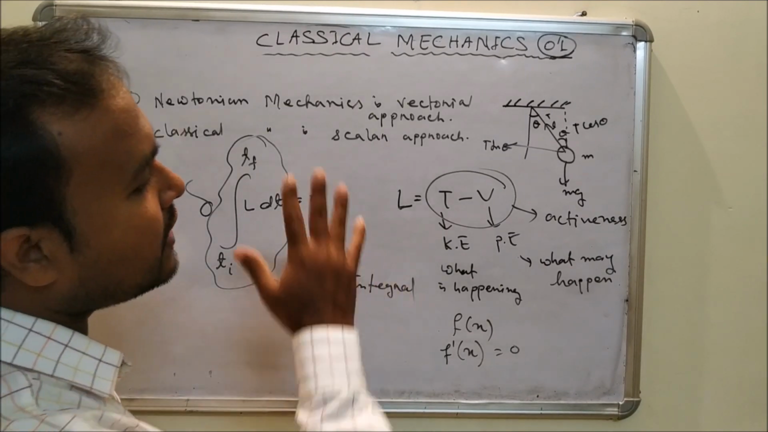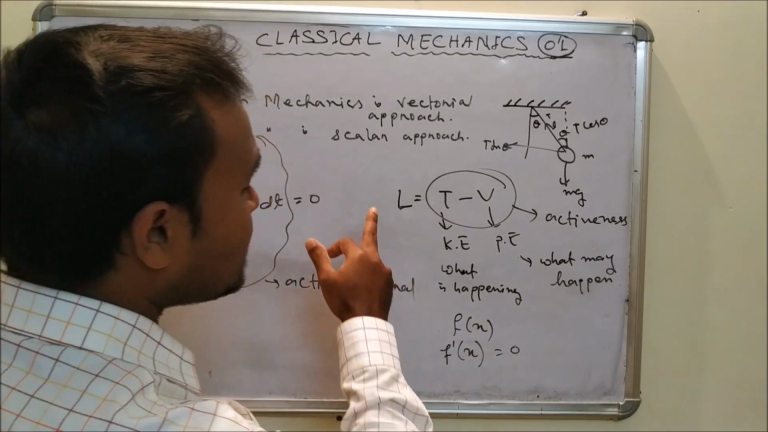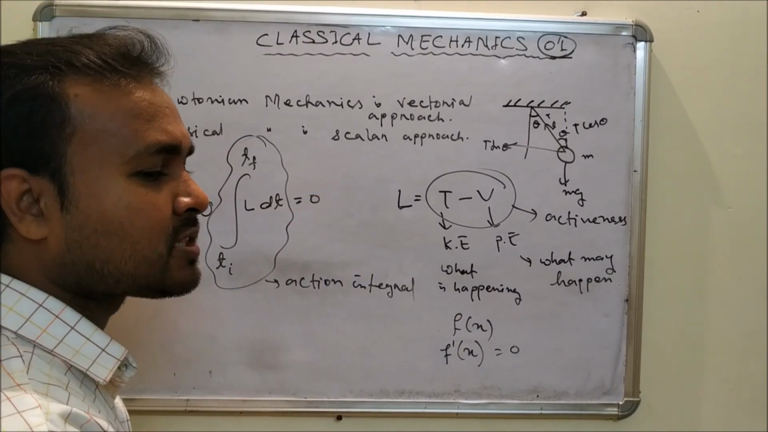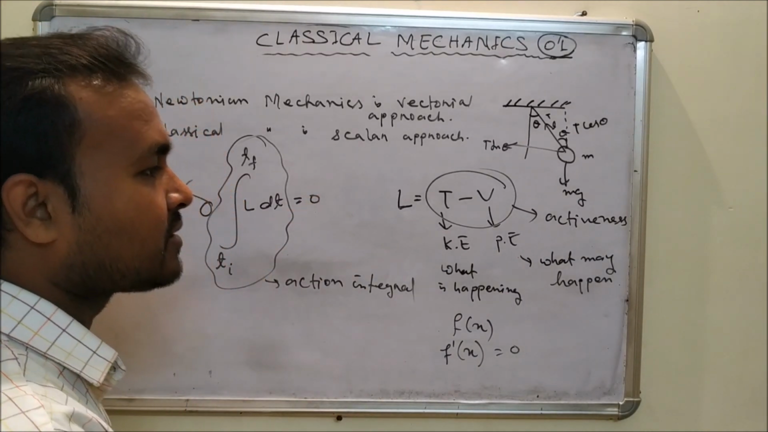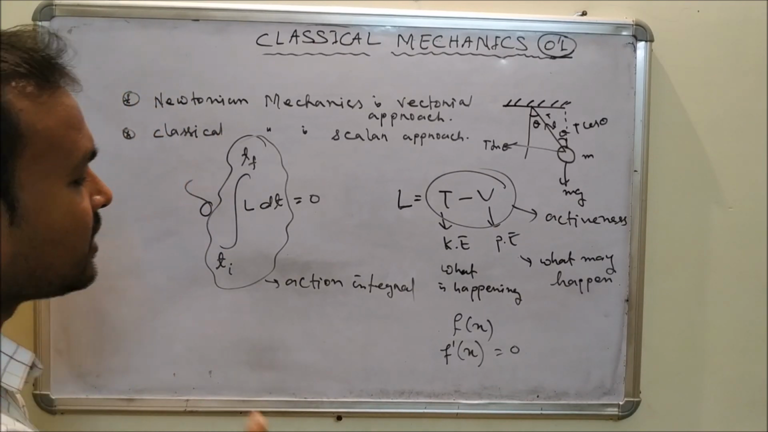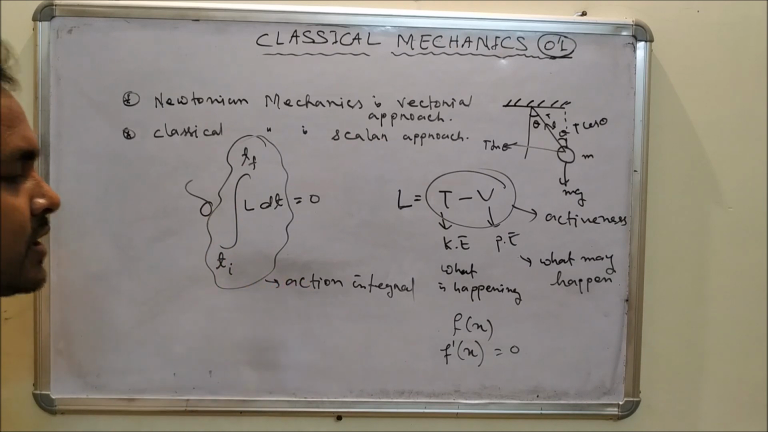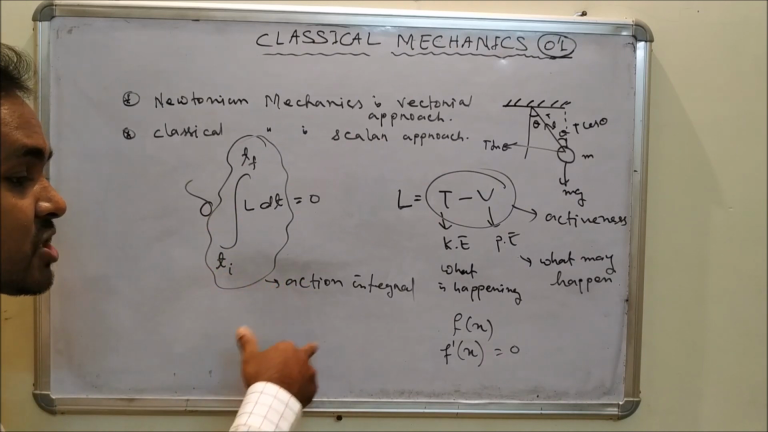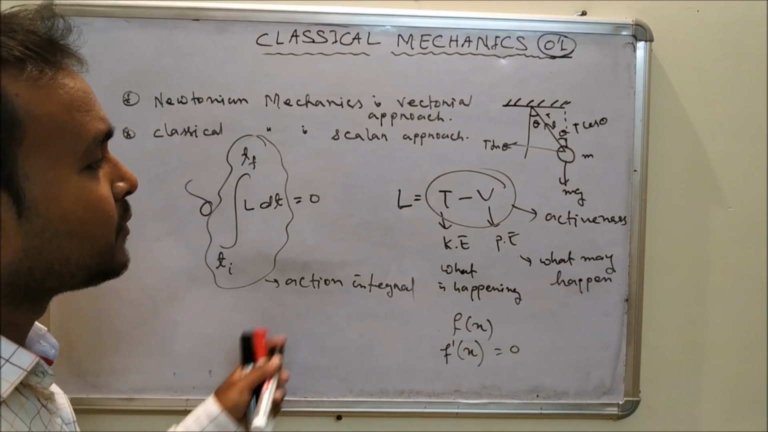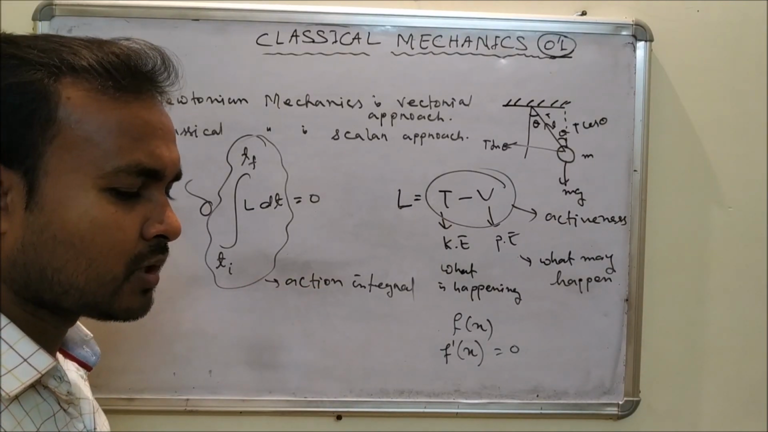So that is the main advantage of Lagrangian formulation. What is the physical significance of the Lagrangian L? It represents the action of the system, that means the activeness of a system at a particular condition. That is why it is called the action integral, right? So these things we have to know before starting the Lagrangian formulation.